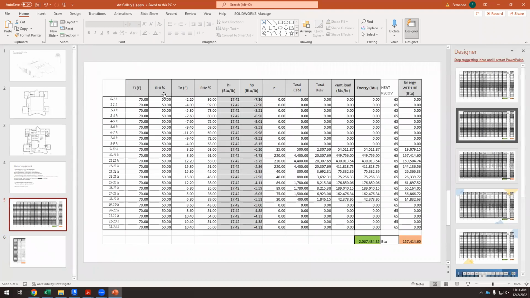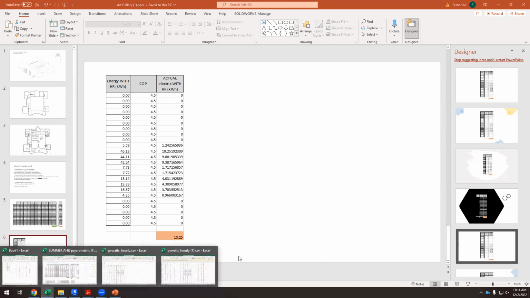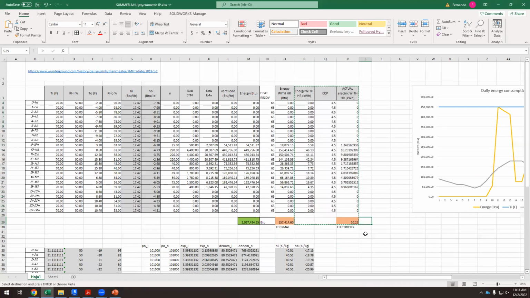Okay, so here I have information about the occupancy, the temperatures, all that stuff, number of people, the schedule, and the energy with and without the heat recovery in BTUs. Okay, and this is the energy with heat recovery with this machine, with this COP, and this is the electrical energy, and this is the maximum. We should type here the units. This is kilowatt.